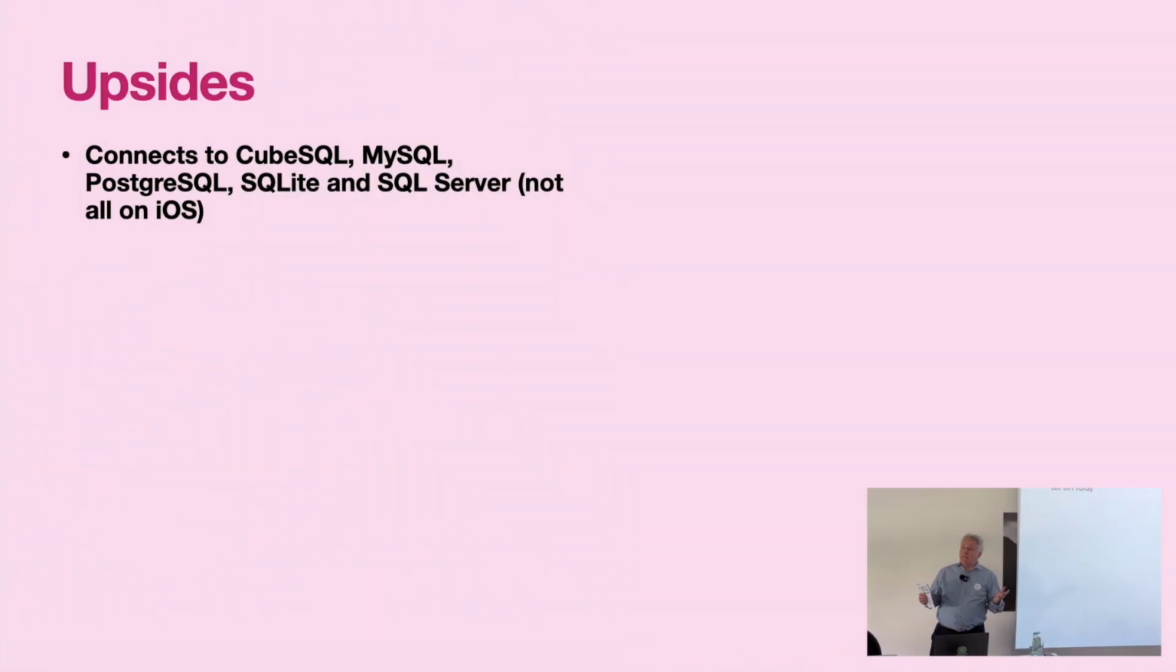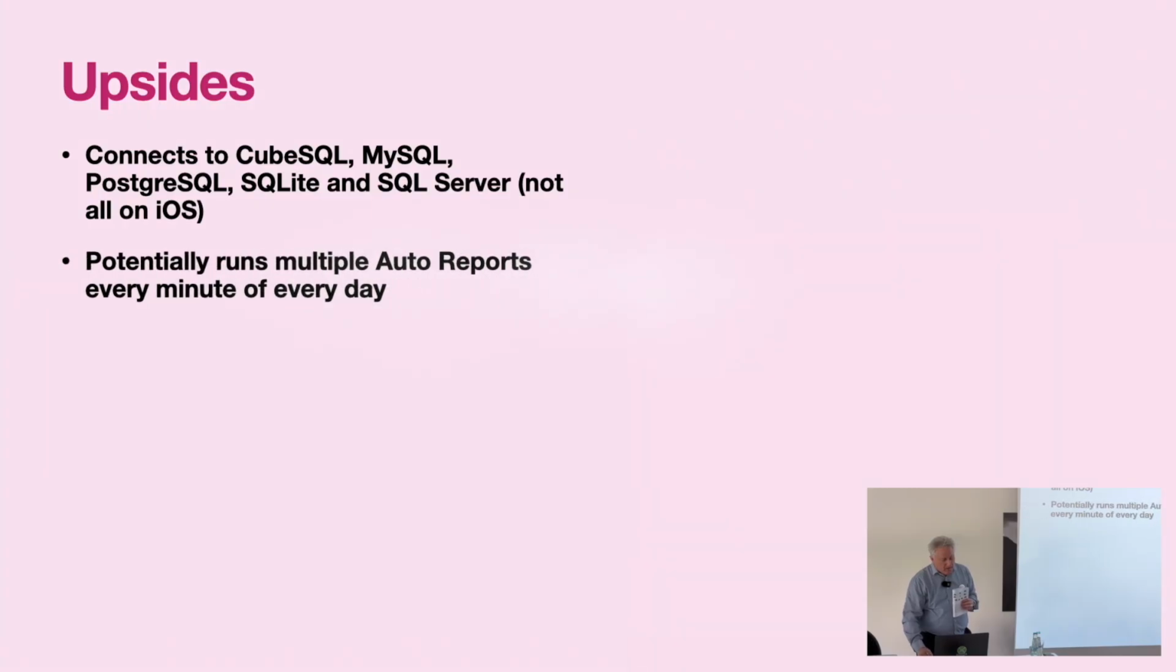But what are the upsides? Xojo lets you connect into pretty much everything, and through Christian's modules, pretty much any database as well. You can potentially run multiple auto reports. There's no limit to how many you can run. I'm just going to be showing you one, but you can potentially have dozens, hundreds, if you want to, all running at the same time.